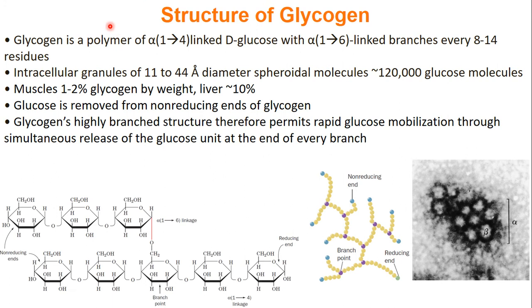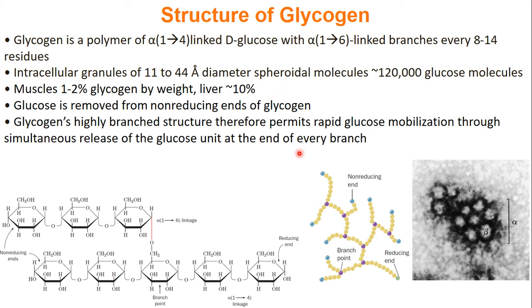So just a refresher of what glycogen is, back from Biochemistry 1. It's a polymer of glucose that is alpha-1,4 linked, and you have alpha-1,6 branch points every 8 to 14 residues. So you have a granule of 11 to 44 angstroms in diameter. They form these giant spheres that contain roughly 120,000 glucose molecules per sphere. In your muscle, 1 to 2% of your weight is made out of glycogen, and in your liver, about 10% of your weight is due to glycogen.